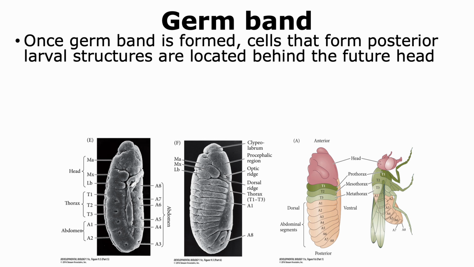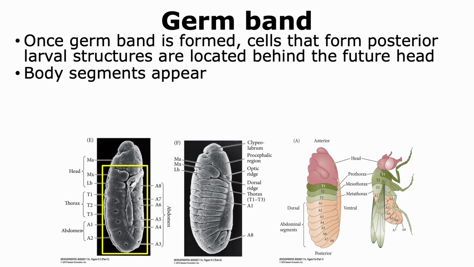Once the germ band is formed, the cells destined to form the posterior larval structures are located behind the future head, and body segments appear. Now when we look at the figure and look at the yellow box in the figure to the left, we can start seeing the body segments starting to appear. We can also see that's where all the dots are, and the labelings actually show the different body segments that are going to be forming and their locations.